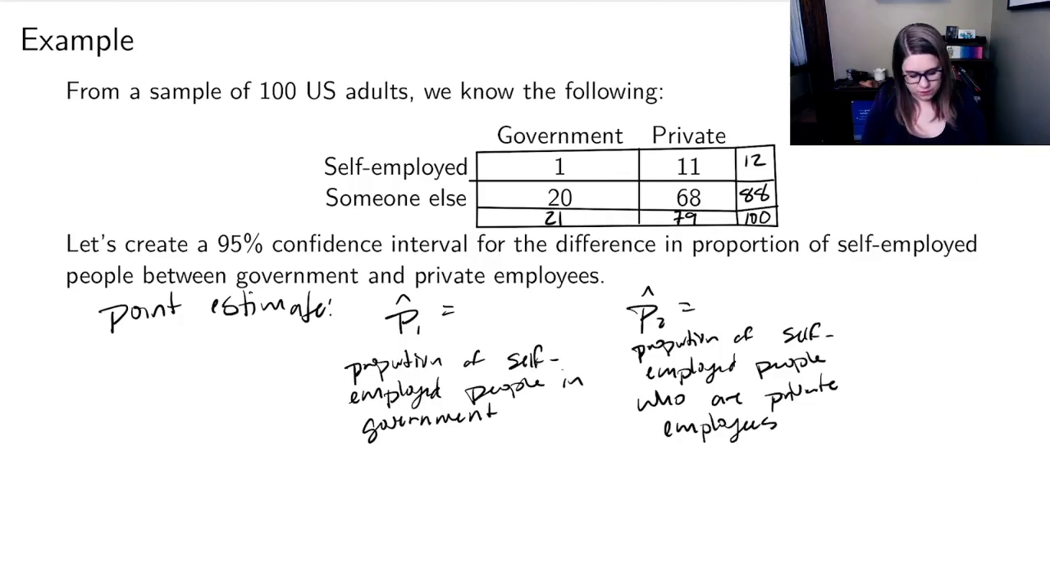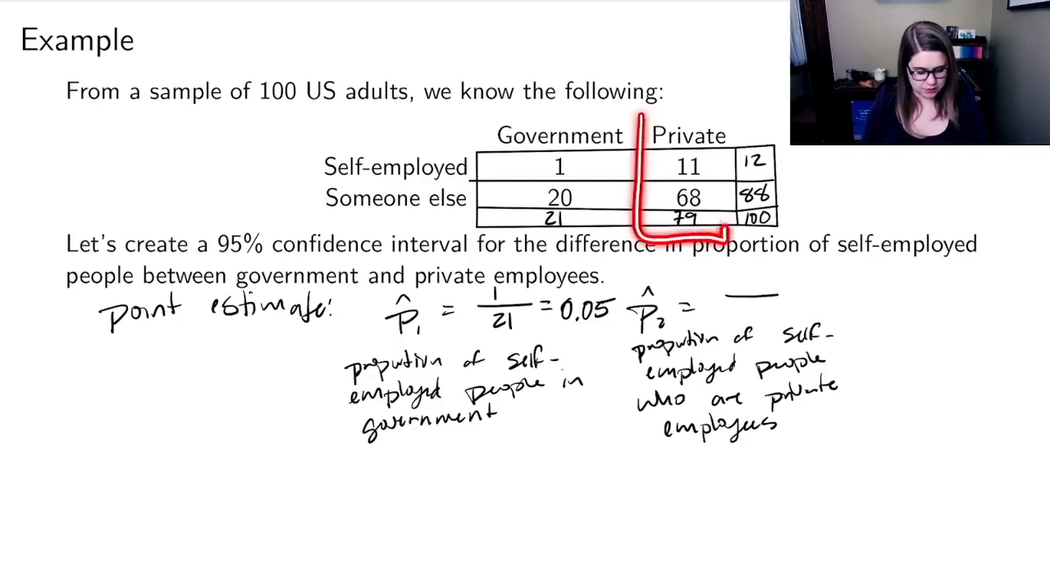So let's think. For this first one, we're going to have to think about what the bottom of our fraction is. This is the proportion of self-employed people in government, so I want to stick to the government column. The bottom of my fraction is going to be the total for that column, which is 21. And then the top is going to be the number of self-employed people, so it'll just be 1. So 1 out of 21, or 0.05, I will round.